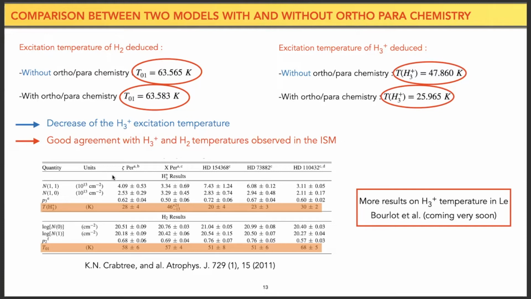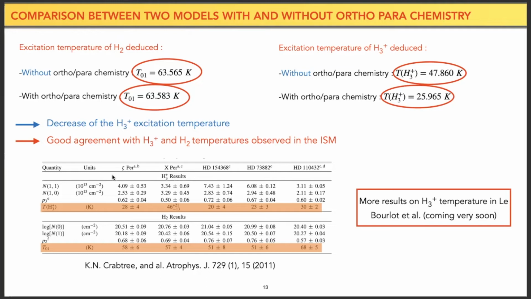And with ortho-para chemistry, we have a big decrease of the H2+ excitation temperature to 26 Kelvin. This temperature is in good agreement with the temperature observed in the ISM for a few diffuse clouds. More results are in the Le Bourlot et al. article, coming very soon, if you are interested in H2+ temperature.